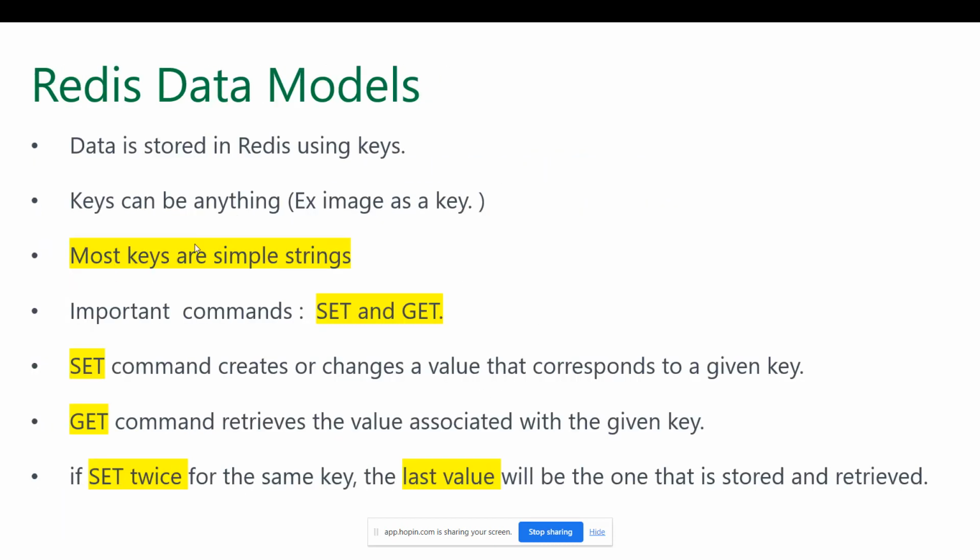So the Redis data model: data is stored in keys, key and value. We have important commands, SET and GET. The SET command creates or changes the value that corresponds to a given key. GET gets the value of a specific key. If you run SET twice, the key will have the last value.